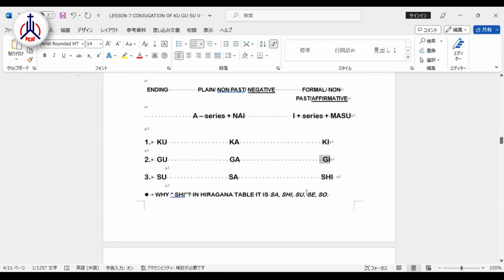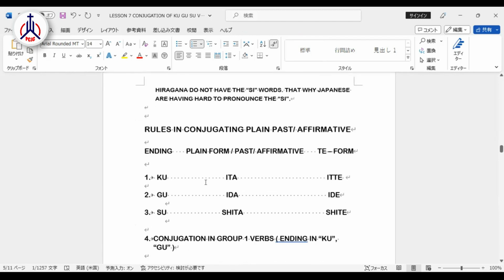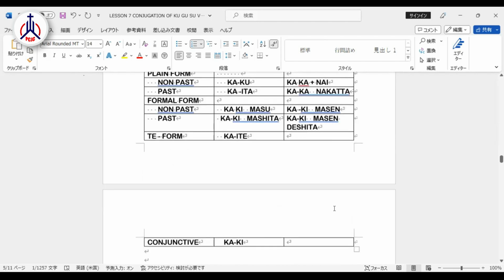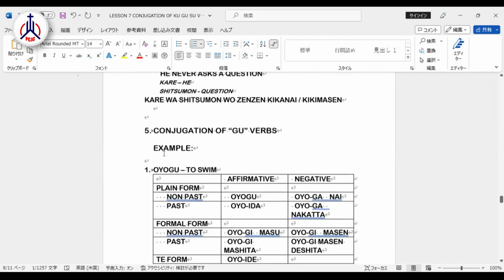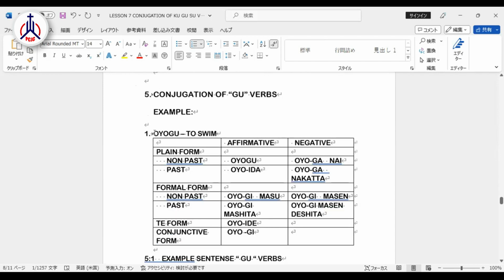ga or gi. And then in gu, in the plain form, ida, and then ide, te form. Okay, the gu will become ida in the past, affirmative. The te form will be ide. Okay, let's try. Okay, number 1 example is oyogu, means to swim.